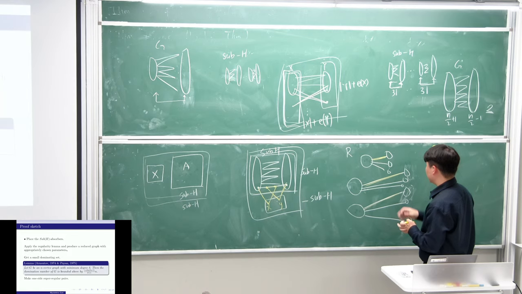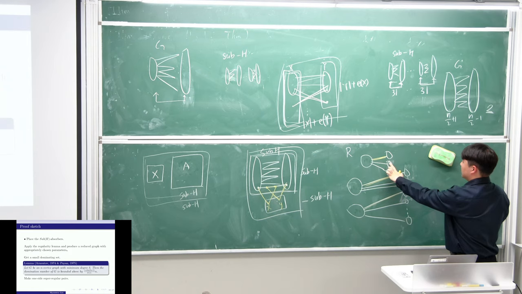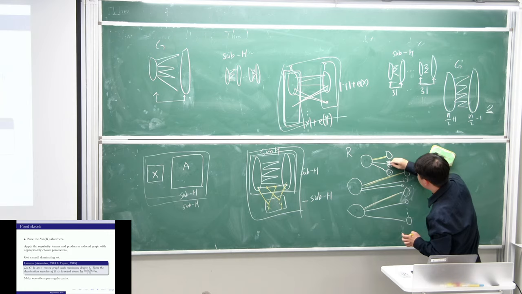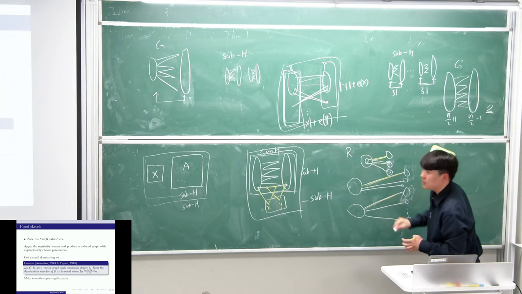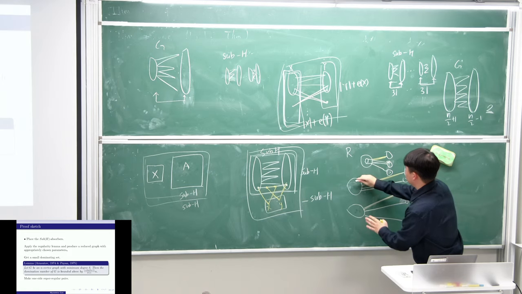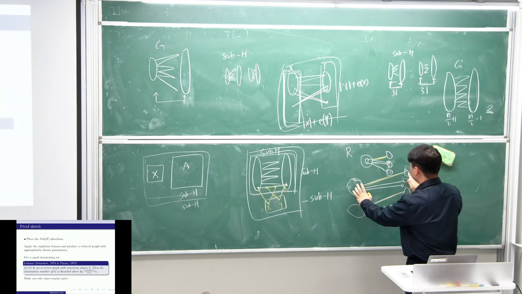So what I want to do is, let's focus on this. We can remove a small number of vertices in here to make sure that this vertex has many neighbors in here. Okay. And for these yellow edges, we will delete some small number of vertices to make just the ordinary superlinear pair in here. So they are superlinear pairs.